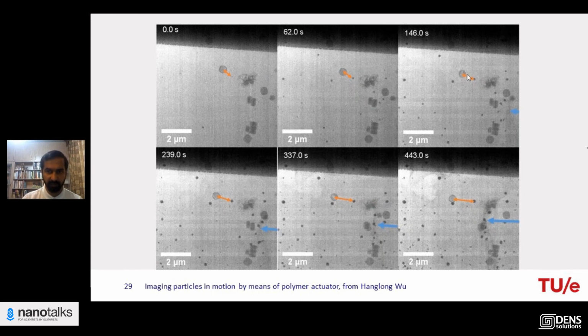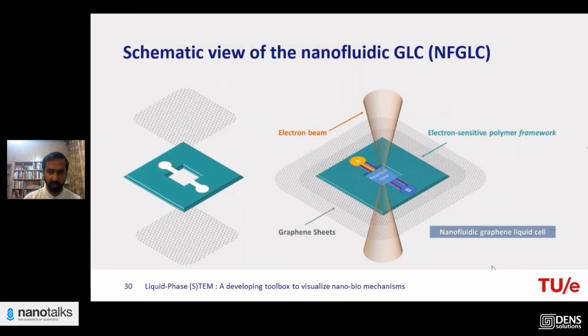He observed that apart from the precipitations happening on the window, there is a movement happening of a particle rotating from the left to right, and the others also doing the same, as you can see here, and that is caused by polymer film actuation, which inspired us to use this technique actually to introduce some controlled movements in graphene liquid cells.